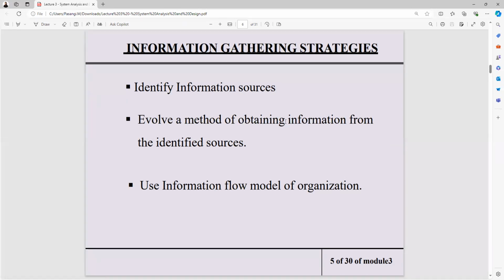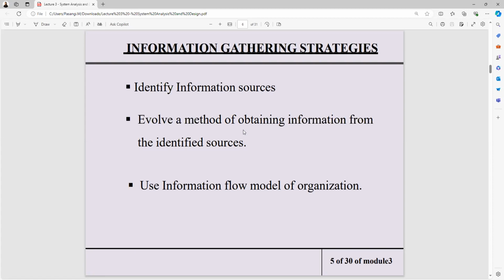Once we identify the information sources, we might be able to identify the useful sources as well as the not relevant sources. From all these sources, we need to do an evaluation. We need to evaluate all these sources and all these methods of obtaining information from the identified sources, and then find out what would be the best source or the best method to gather this information.